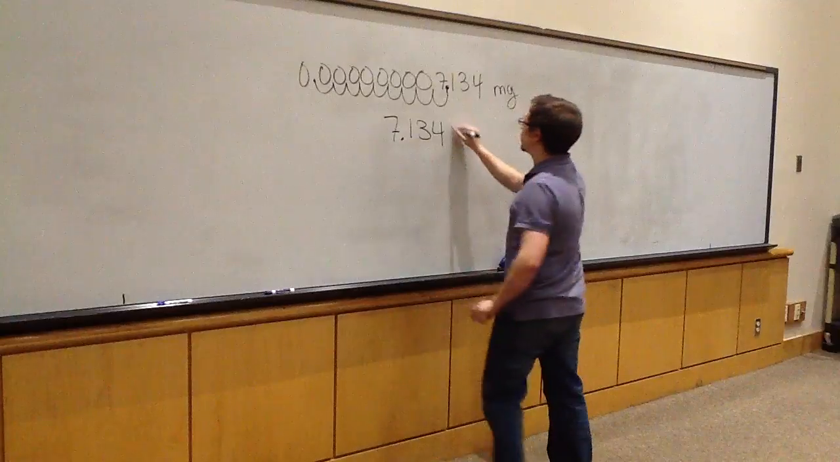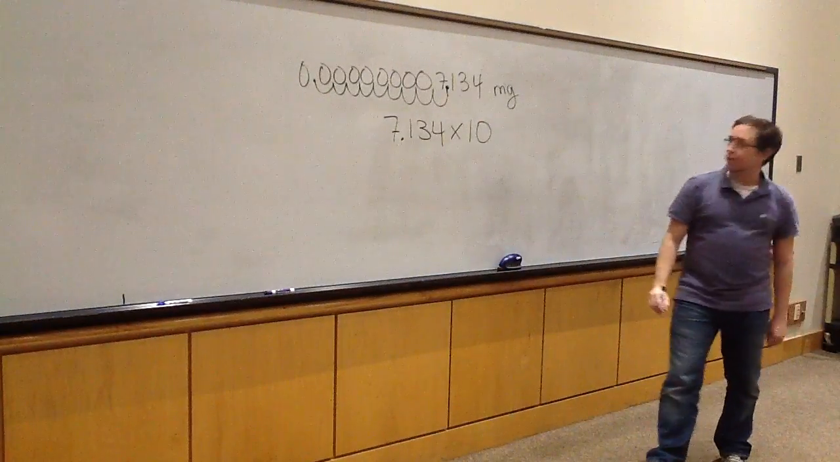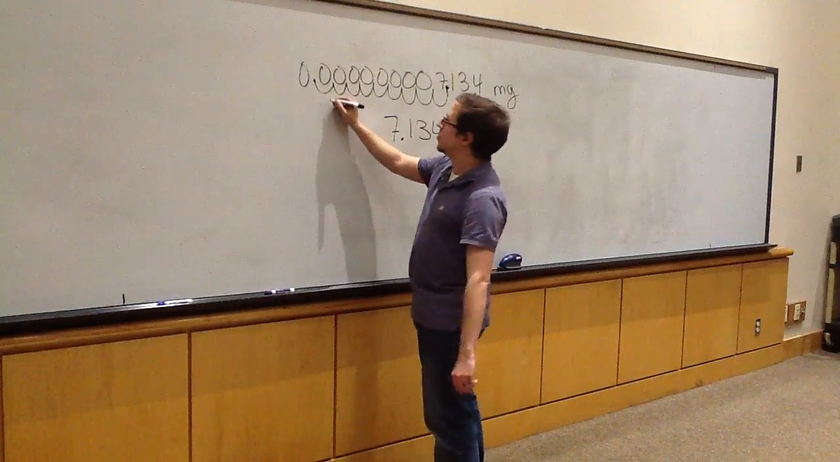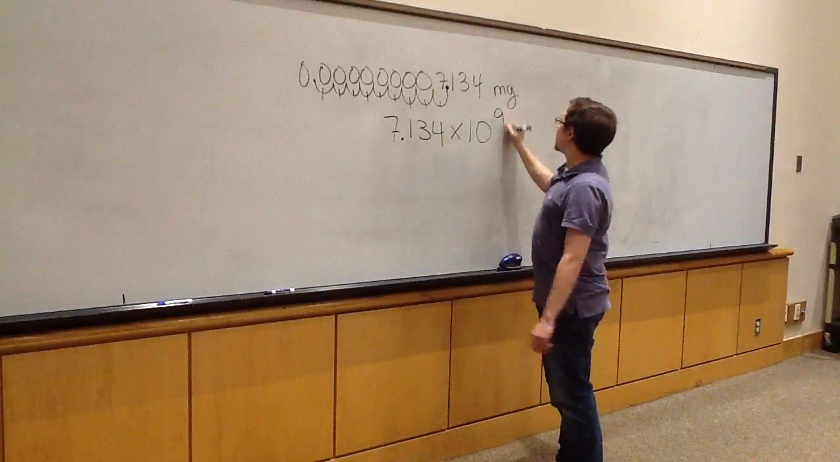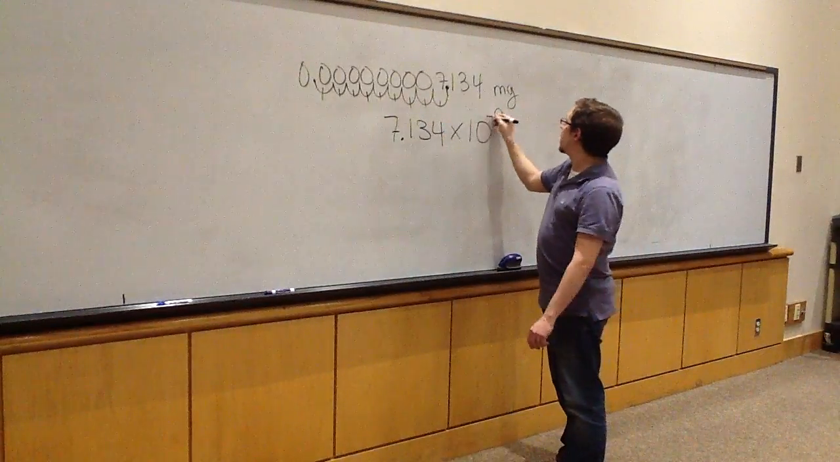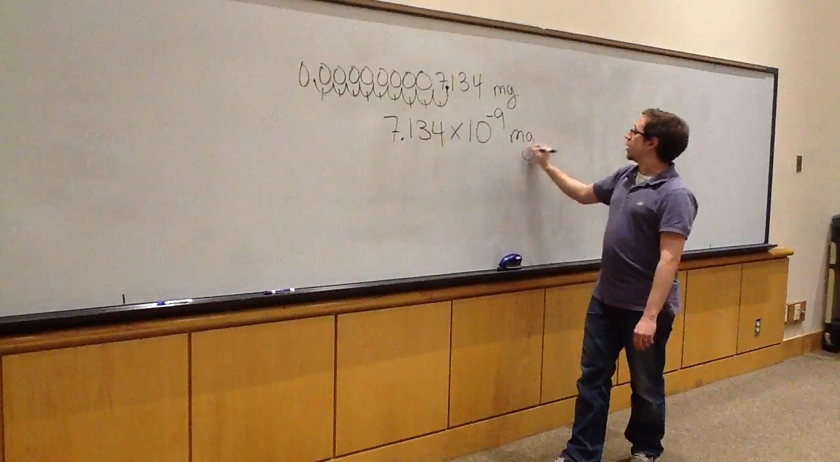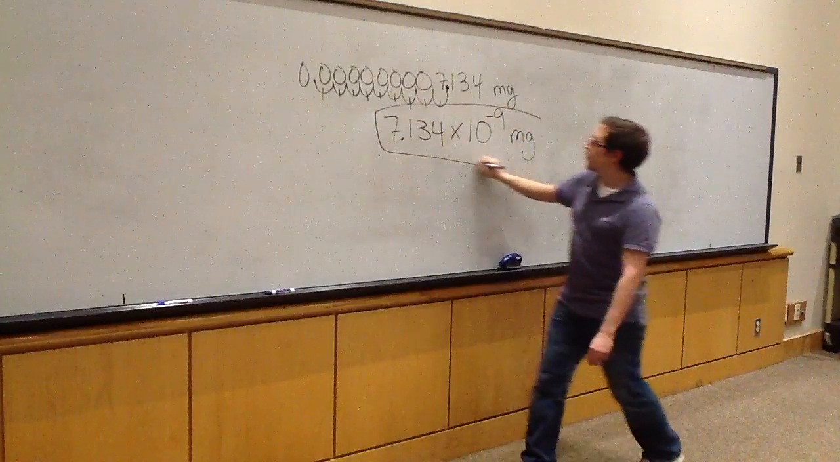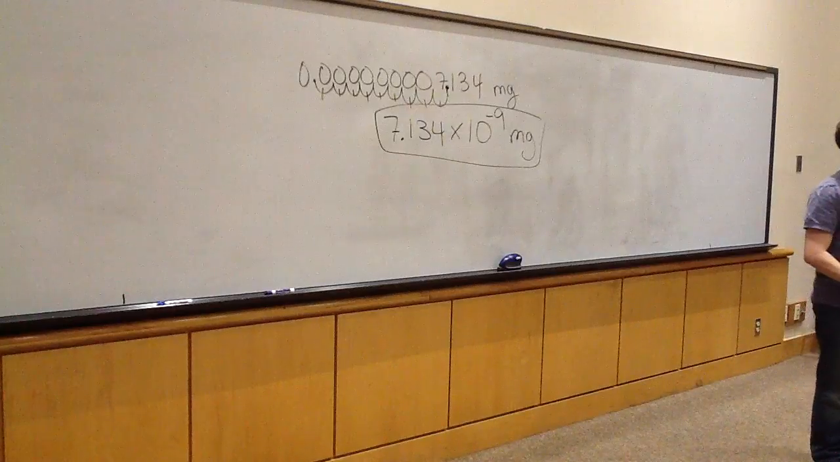This is a much larger number. So now I'm going to do times 10, and I need some exponent. So I count again the number of spaces I moved. 1, 2, 3, 4, 5, 6, 7, 8, 9. And because I moved it from left to right, I moved it right, it's going to be negative. And my units are still milligrams. So it is 7.134 times 10 to the negative 9 milligrams.